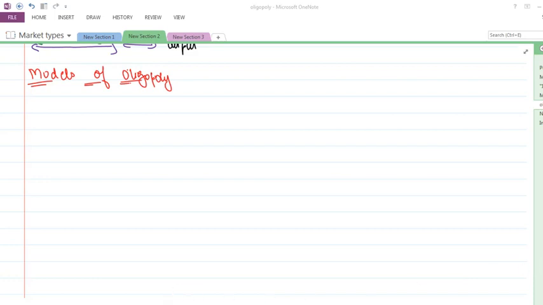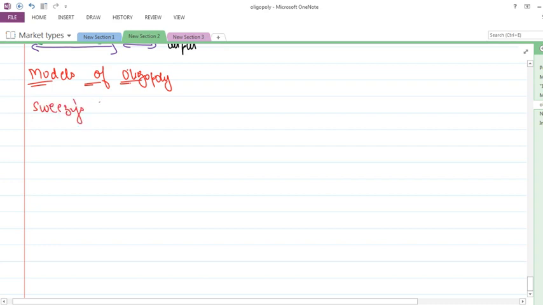Hello everyone, continuing our discussion on models of oligopoly. We are seeing the next model, which is Sweezy's model. Sweezy's model is also known as the kinked demand curve. P. Sweezy introduced the concept of kinked demand curve to explain the determination of equilibrium in an oligopolistic market.